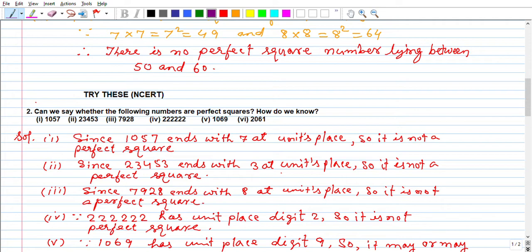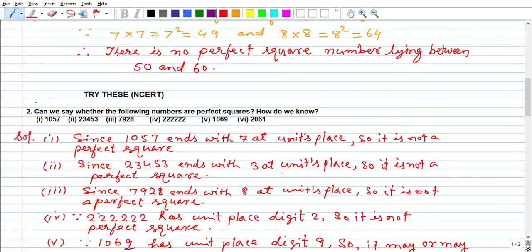Since 23,453 also has unit place digit 3, it is not a perfect square. Since 7,928 ends with 8 in the unit place, it is not a perfect square. 2,22,222 has unit place digit 2, so it is not a perfect square. 1069, yes, here is a 9 at the end.